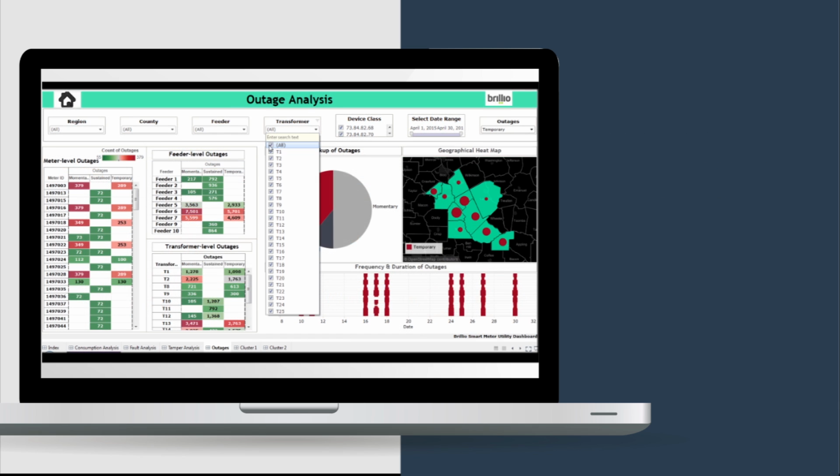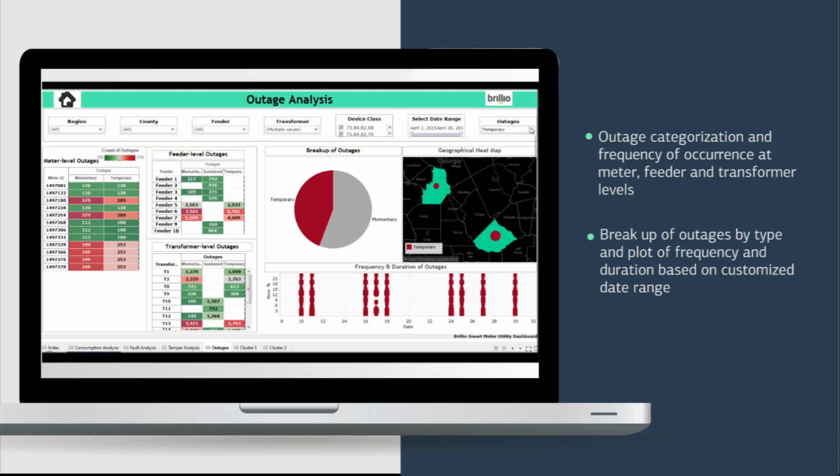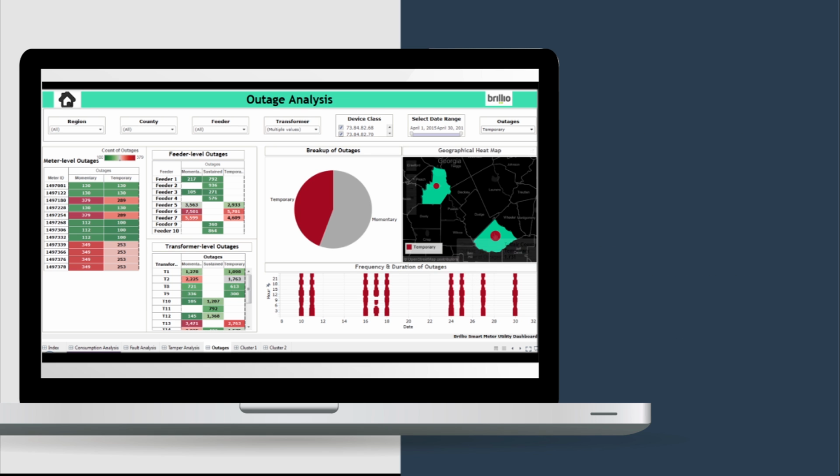The Outage Analysis Dashboard helps monitor and resolve outages. Real-time visualizations can be obtained based on chosen parameters, which enable drill-down insights into frequency of outages at meter, feeder, and transformer levels, breakdown of outages by types and regions.